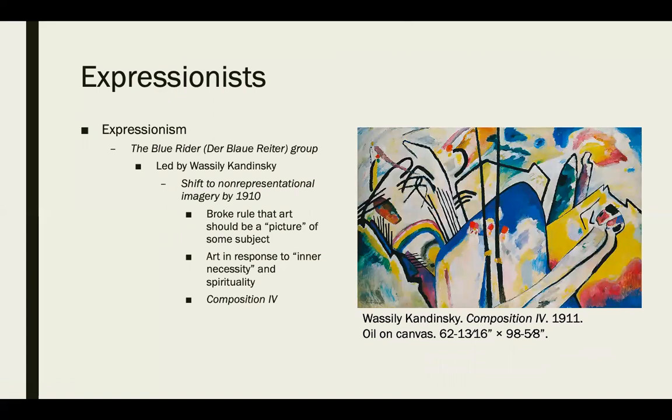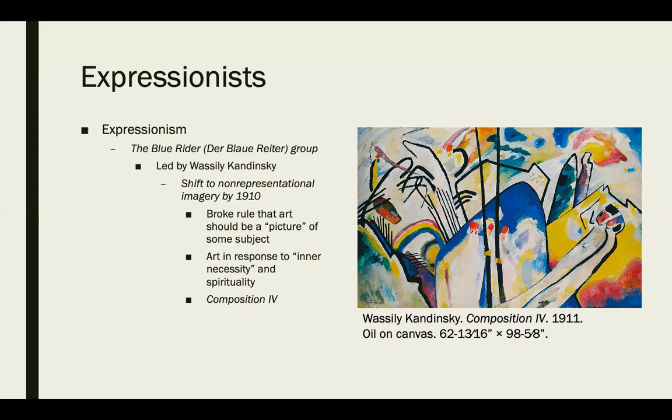This is again the Blue Rider Group, led by Kandinsky. There is a shift to non-representational imagery that happens in 1910. So really, Kandinsky was a big proponent of that movement into more non-objective and non-representational imagery, which is one of our big categories when we talk about types of different art. However, it doesn't really come into fruition until around this time, like early-ish 1900s. This broke the rule that art should be a picture of some subject. It doesn't necessarily have to be that we are making artwork that is representational or even abstract of something else.